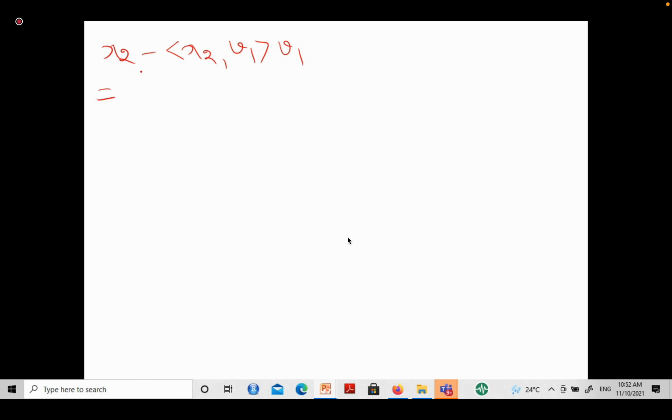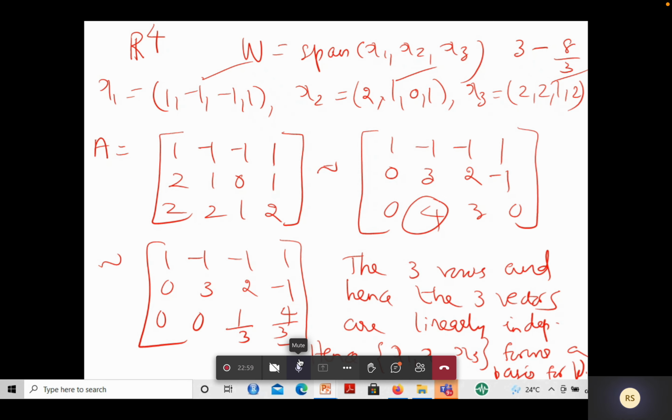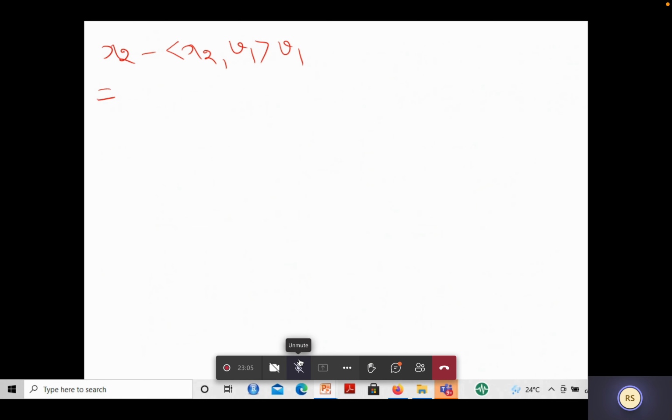Okay, can anybody help? What is x2? 0, 3, 2, minus 1. Don't go for that. The original vector is (2, 1, 0, 1). Okay.